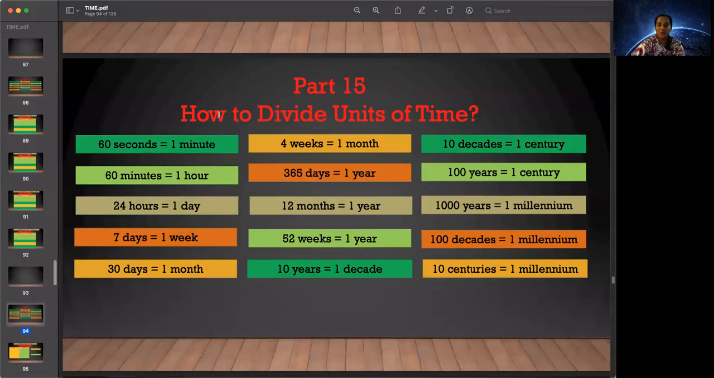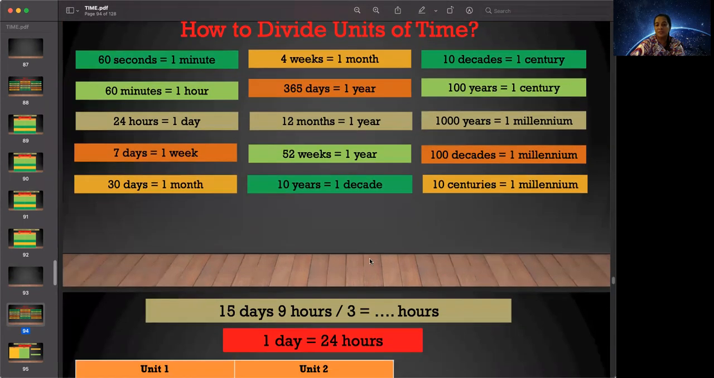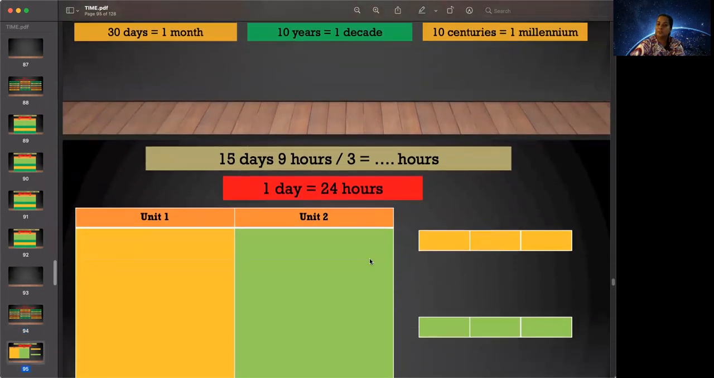This is teacher Brenda, and today we will look into the topic of time, in which we will explore how to divide units of time. Okay, as usual, this has to be up in your memory. And we will straight away go and look into a question.